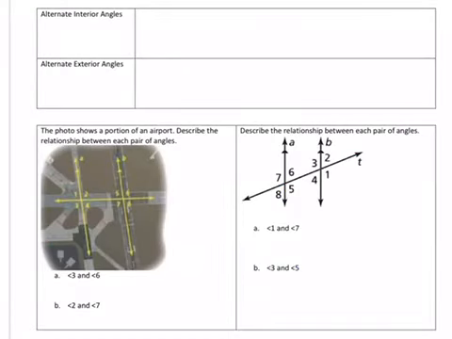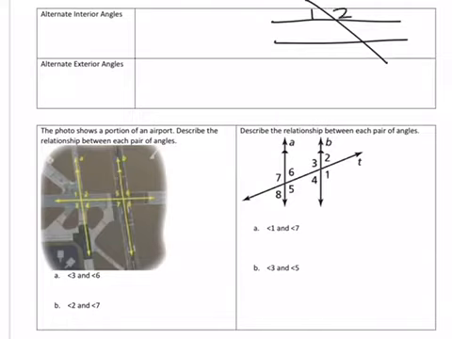Now that we know the difference between interior angles and exterior angles, we're going to start talking about alternate interior angles and alternate exterior angles. So when we are having our transversal, okay, I'm going to start numbering these. We're going to draw these a lot. 4, 5, 6, 7, 8.